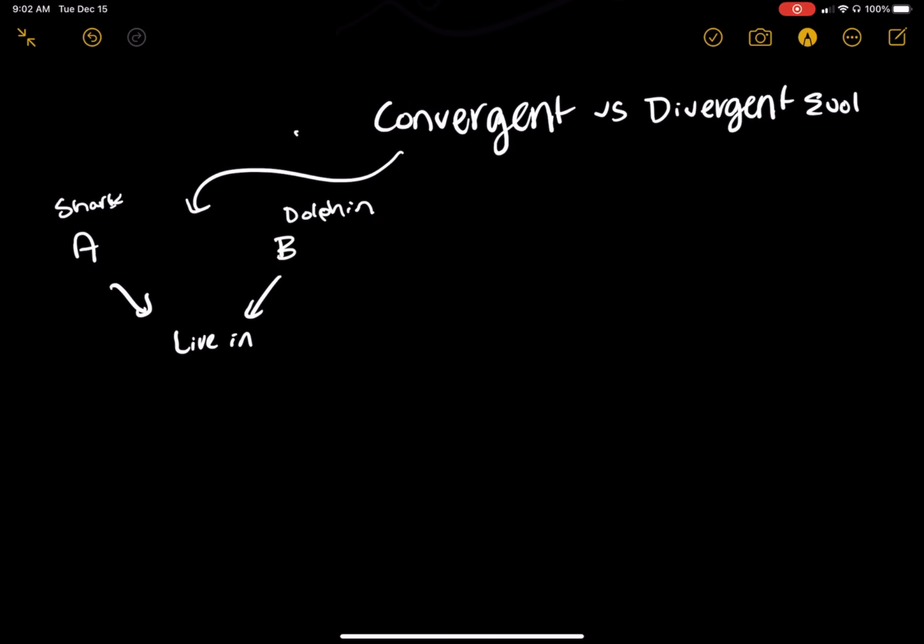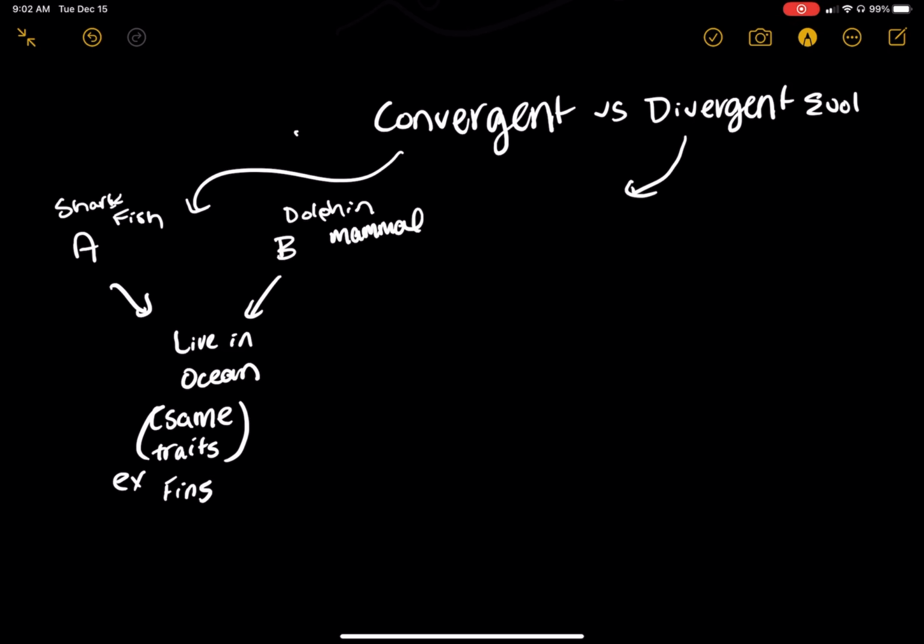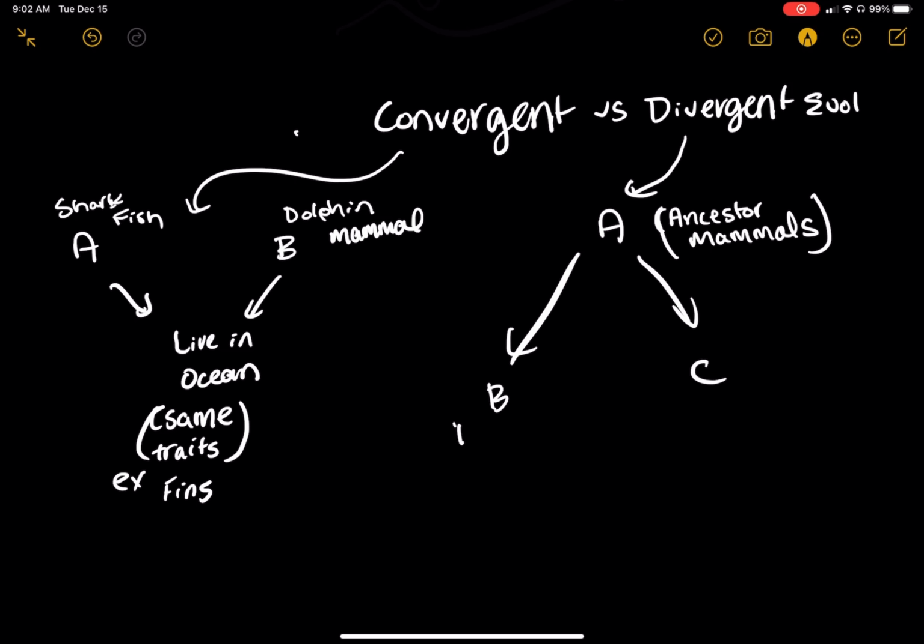A mammal. They once upon a time started in different habitats, and somehow now they both live in the ocean, even though they're completely different types of animals. They have the same traits like fins. They came from different places. Divergent evolution, however, means that you started in the same place and you split up. So if we had a common ancestor that's a mammal, now we have bats that fly and humans that walk. They're in different places now.